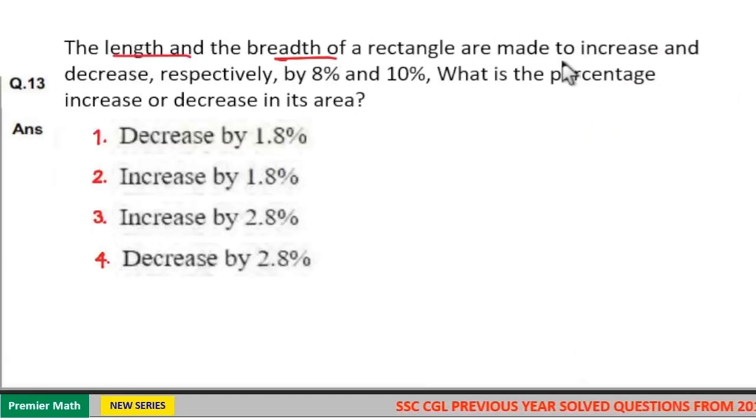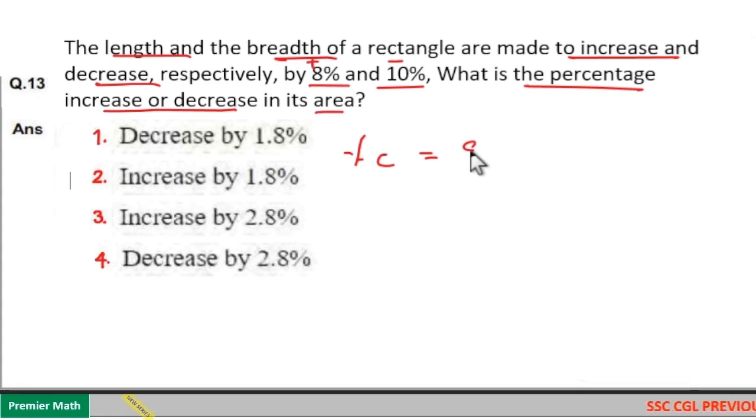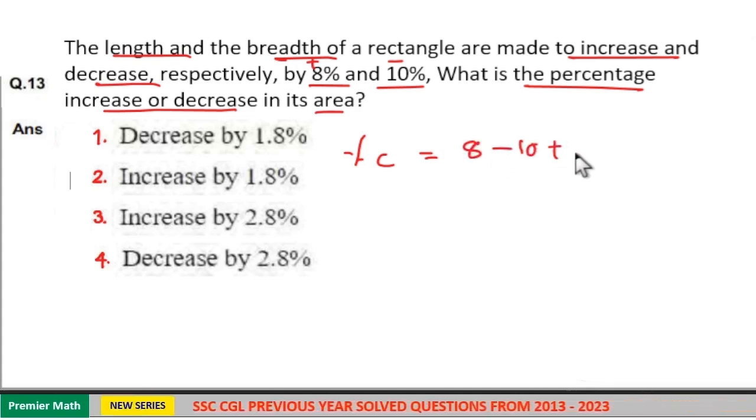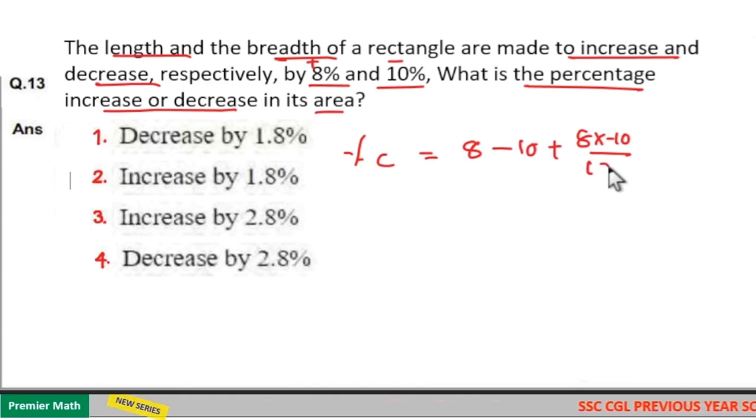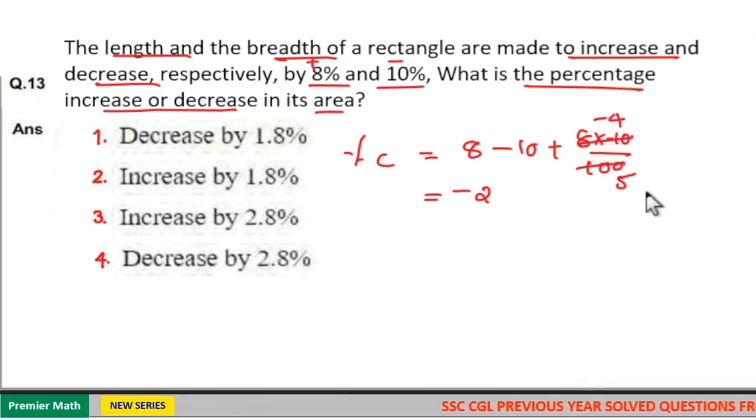The length and breadth of a rectangle are made to increase and decrease respectively by 8% and 10%. What is the percentage increase or decrease in its area? Here 8% is increment and 10% is decrement. So percentage change is equal to 8 minus 10 plus 8 into minus 10 divided by 100. So this is equal to 8 minus 10 is minus 2. So this is decrement. And here minus 80 by 100 means 20 goes 5 times in 100, 20 goes 4 times in 80. So 5 by 4 means 0.8. So minus 2.8%. Minus means decrement. So option 4 is your answer.